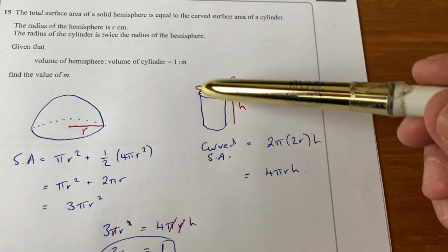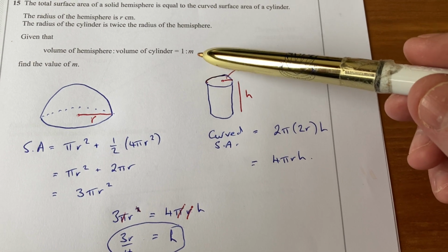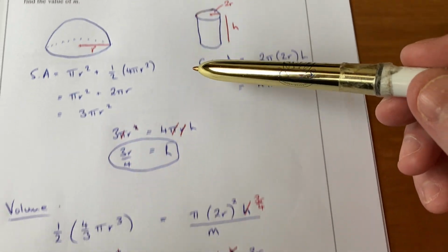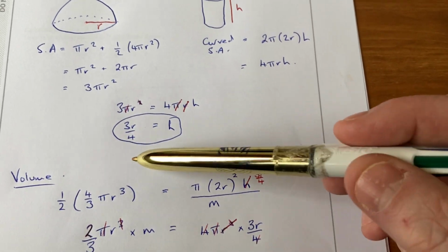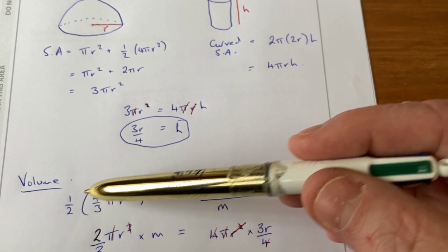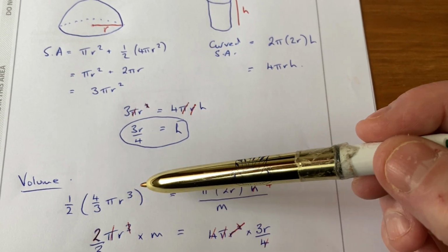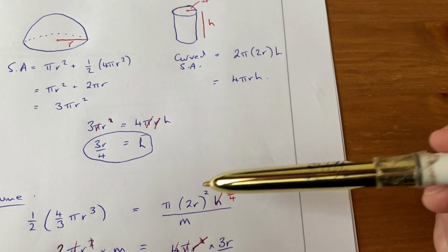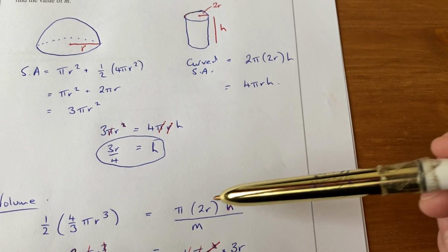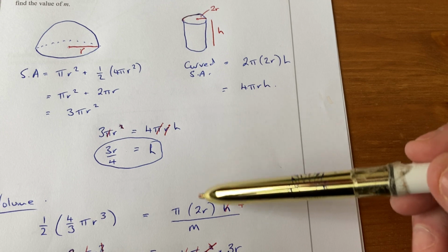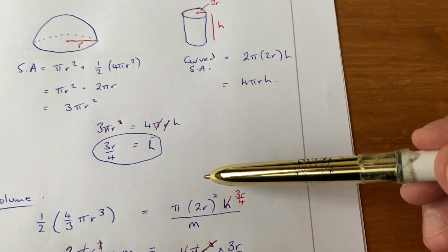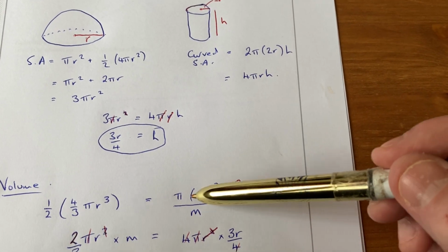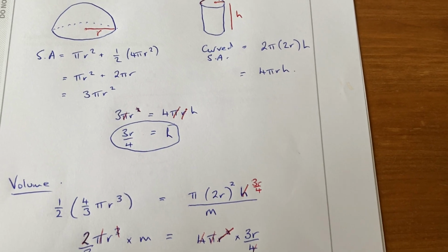It says that the volumes are 1 to m, so the cylinder one is m times bigger than the hemisphere one. So if we look at what the two volumes are, this one is half of a sphere, so again from the formula sheet, 4 over 3 pi r cubed needs halving. On this one it's pi r squared h, from the formula sheet, but again the radius is actually 2r that we're going to be using in there. And then if I divide that by m, because it's m times bigger, then it's going to be equal to the one on the left hand side.